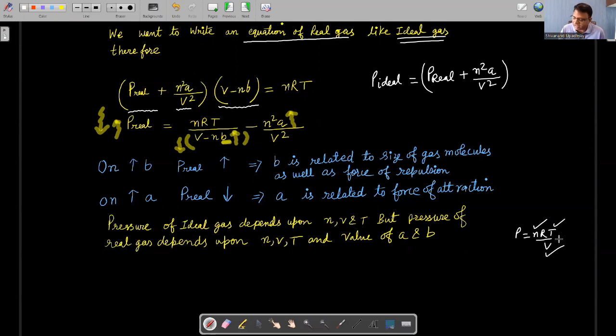But for a real gas, apart from number of moles, temperature, and volume, it also depends on the value of A and B. Means it depends on the type of real gas, the value of A and B for that real gas. So that is the difference between a real gas and ideal gas.